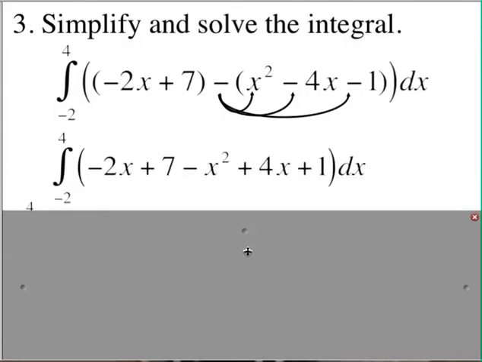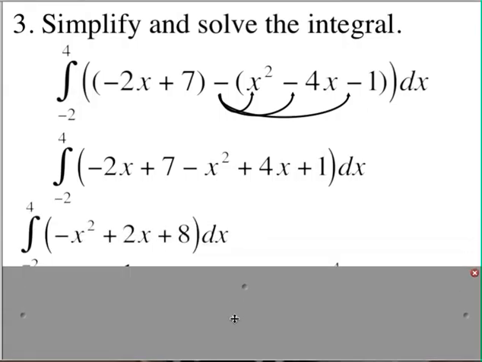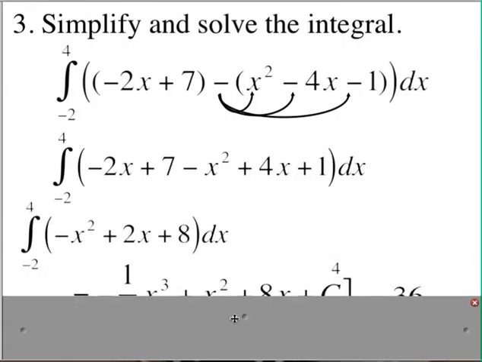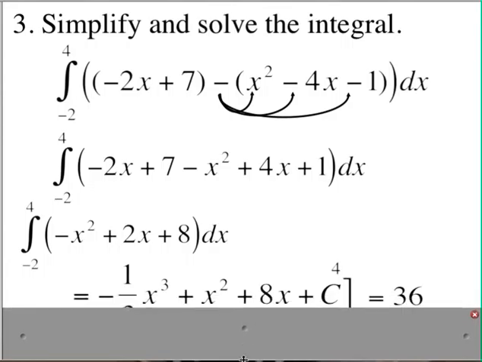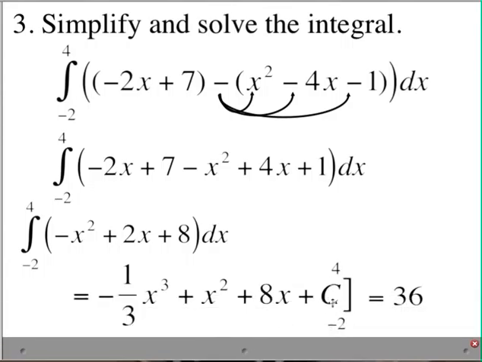And then combine like terms to get my integrand, and that's going to be negative 2 to 4 of negative x squared plus 2x plus 8. When I do the antiderivative and then I plug in negative 2 and 4, I get an area of 36.